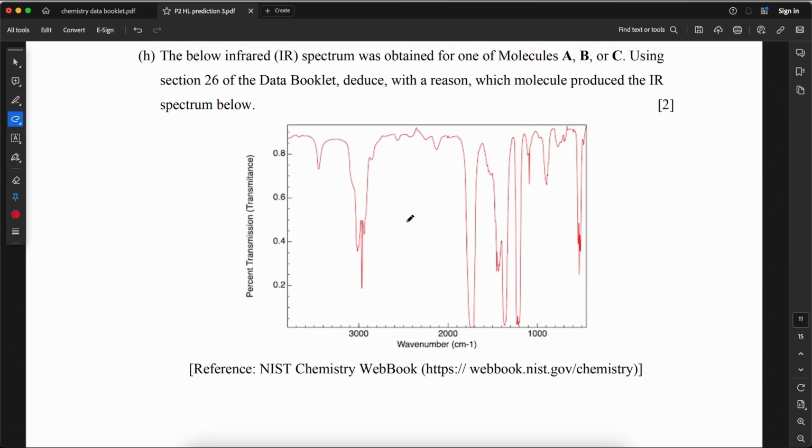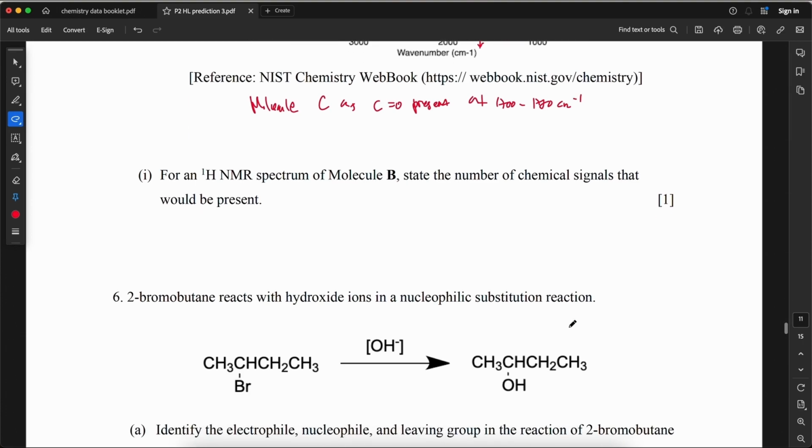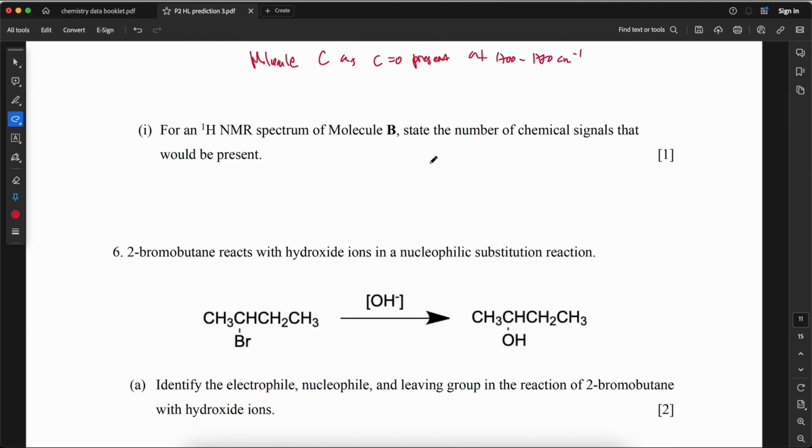The below infrared IR spectrum was obtained for one of molecules A, B, or C. Using section 26 of the data booklet, deduce with a reason which molecule produced the IR spectrum below. So there is 1700 to 1750, which is C double bond O. So that would be molecule C, as C double bond O is present at 1700 to 1750 cm-1, which is ketone.